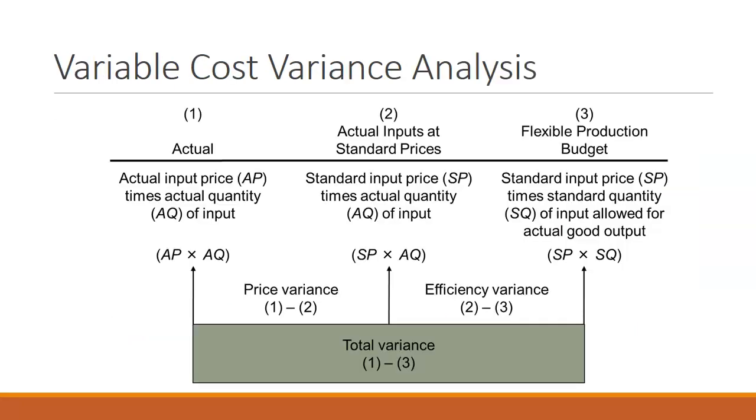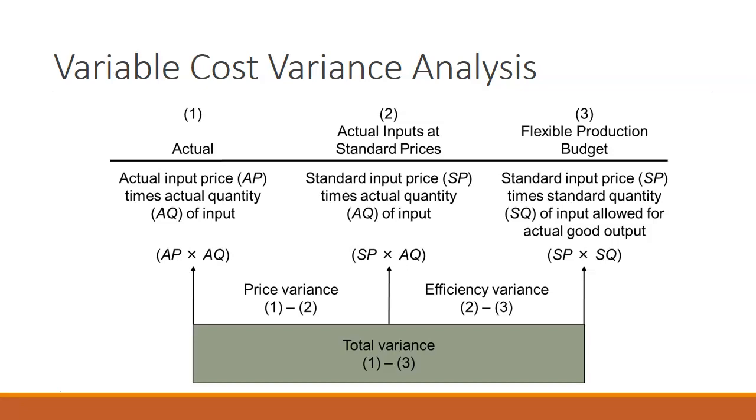Our variable cost variance analysis, so we have our flexible production budget and our actual results on either end, and then in the middle we have our actual inputs at standard prices. So we break our variances down into a price variance and an efficiency variance. When we add together the price variance and the efficiency variance, they should equal the exact amount of the total variance. So our actual is actual price times actual quantity.